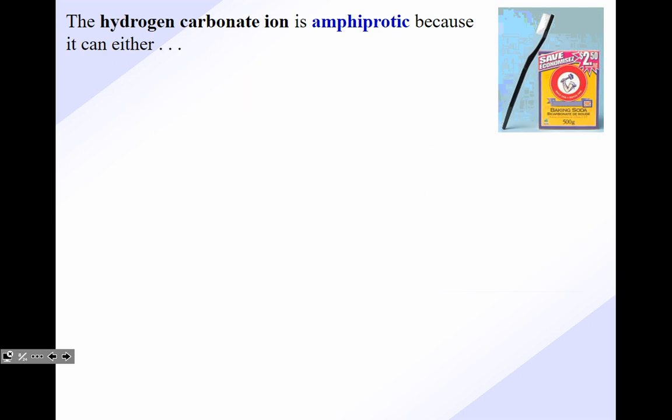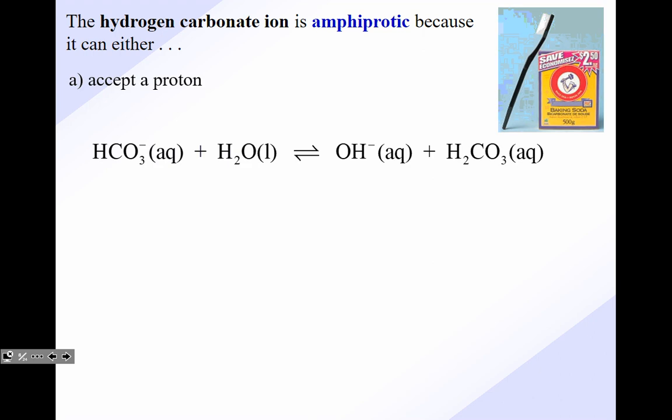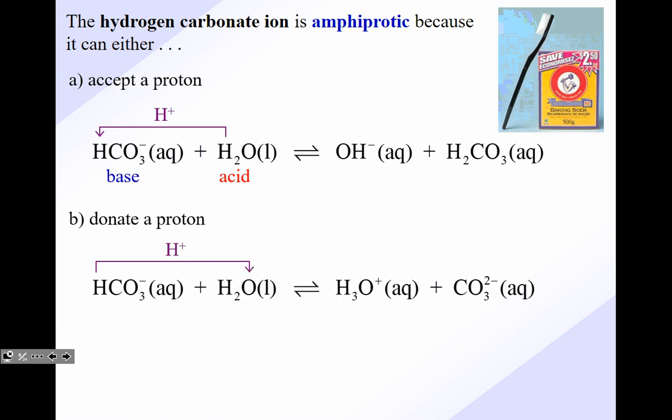The hydrogen carbonate ion is also amphiprotic. I have a problem with that word. Because it can either accept a proton, as you can see, or it can donate a proton, as you can see. All right, kiddos? So kind of cool. The hydrogen carbonate ion does both. And we have this cool word, amphiprotic. Say that 10 times. And I'm not very good at it. And I stutter sometimes, sorry.